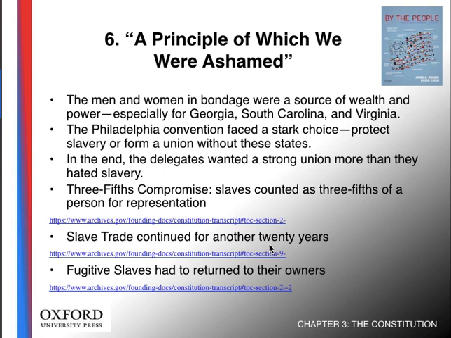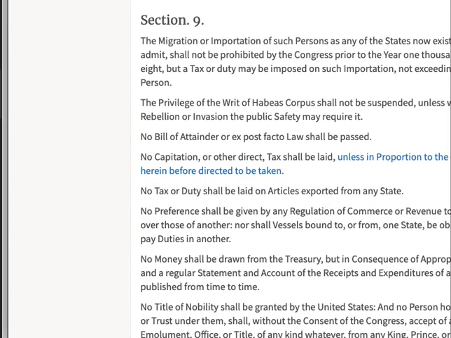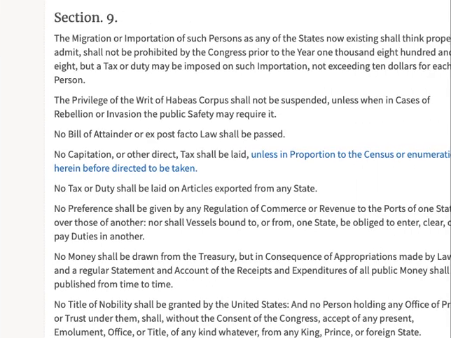The second one was about the slave trade. And same thing here. The people who wanted to do away with slavery knew that they needed the people to sign on to the union. And so they made a compromise and said, the migration or importation of such persons as any of the states now existing shall think proper to admit shall not be prohibited by Congress prior to the year 1808.